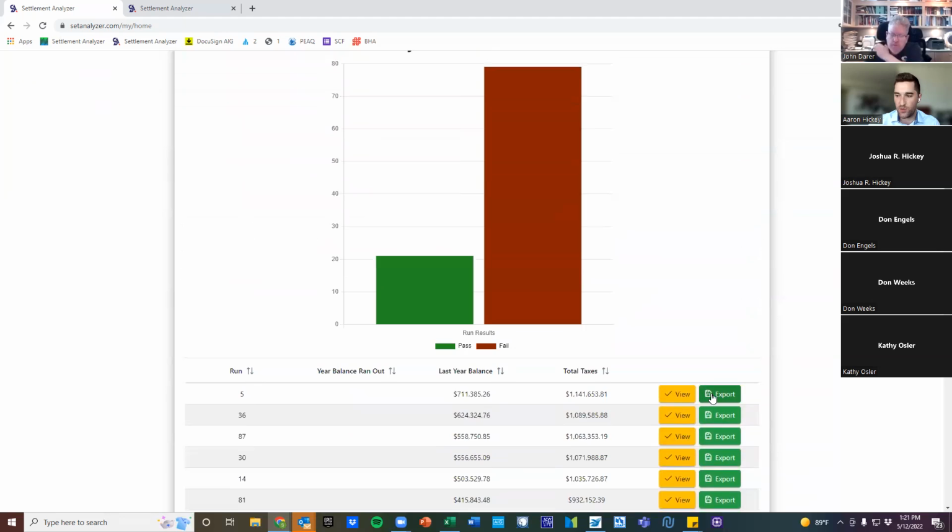If you choose to, you can export a simple run to an Excel sheet if you wanted to keep any of that data.